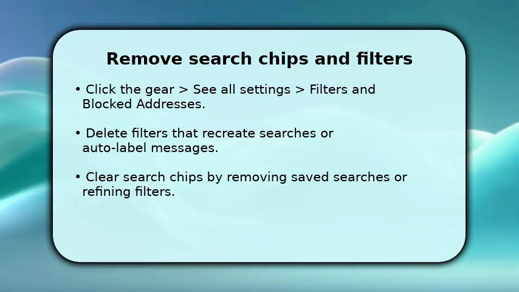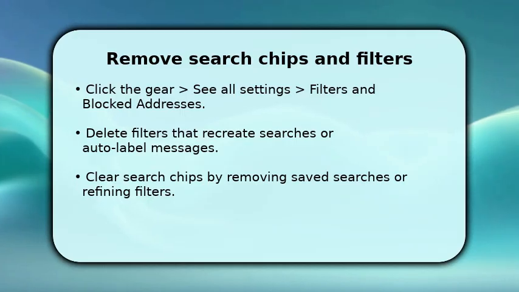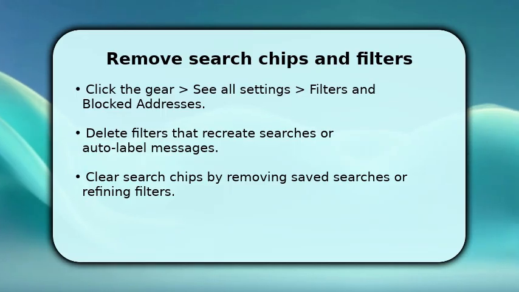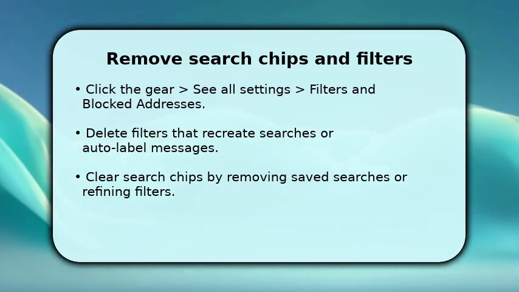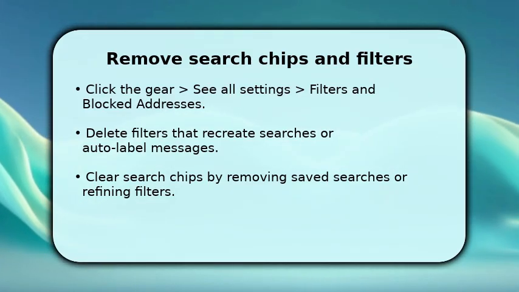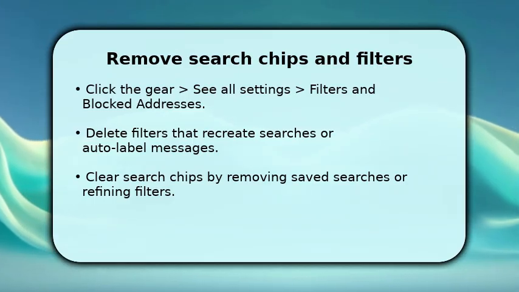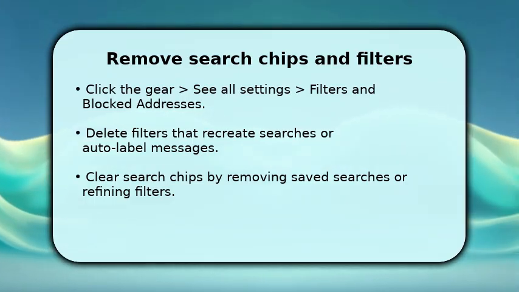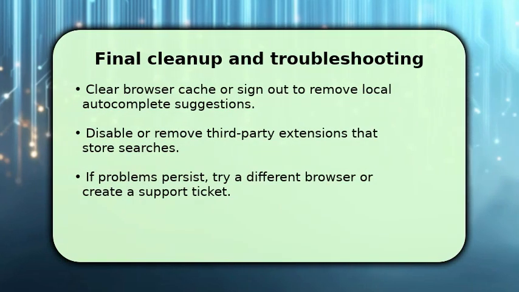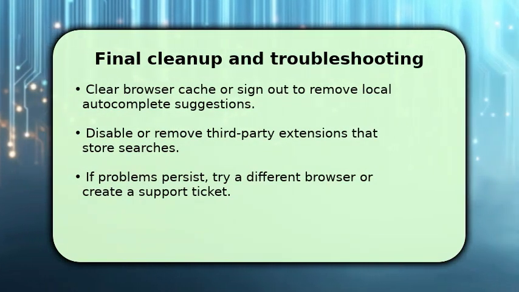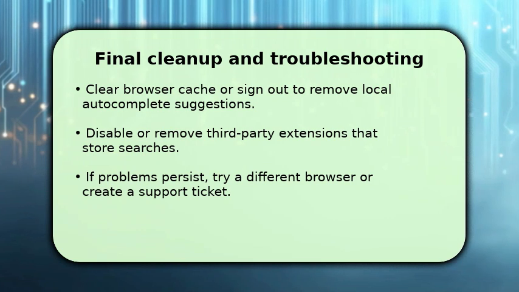Next, return to the inbox and use the search bar. Click the small arrow to open Advanced Search Criteria, then clear fields and save as needed to remove saved presets. Make sure to also check for smart labels and third-party add-ons, because they can recreate search chips if they remain enabled. To finish, clear your browser cache and autocomplete entries so local suggestions don't reappear.